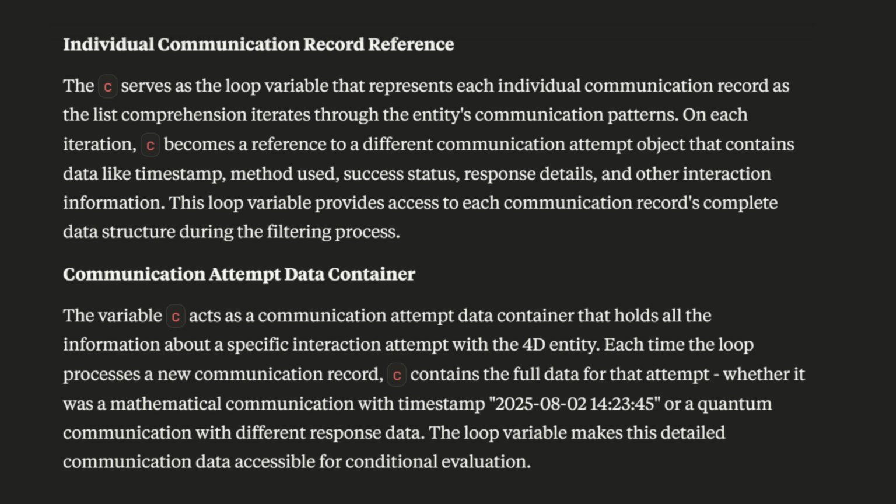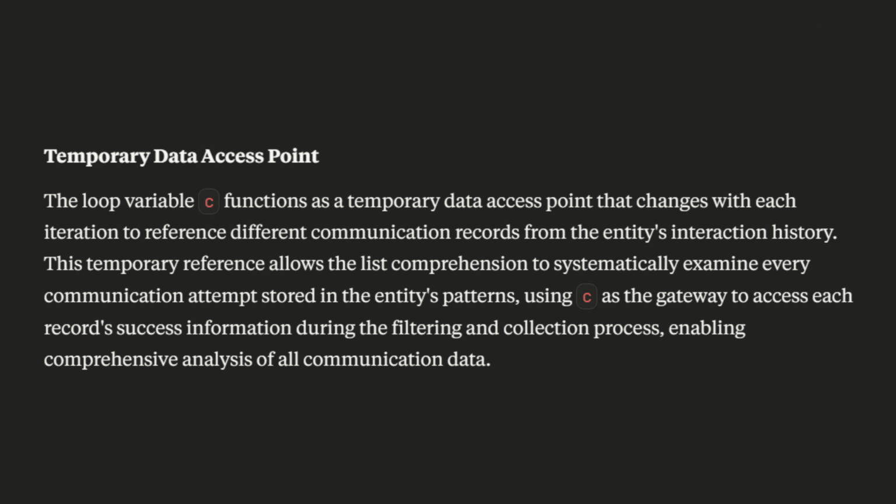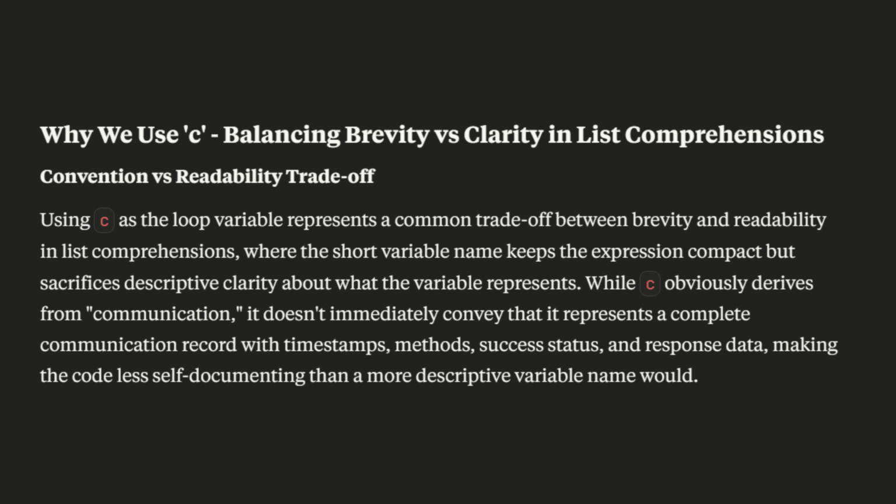Now that c, you may remember, would be the loop variable. It said for c in entity.get, c for c. It represents each individual communication record as we iterate through all the communication patterns. Why are we using c instead of a longer name? It's a common Python convention for list comprehensions where short variable names are used. So c isn't completely random. It stands for communication. It's the first letter of what's being processed.